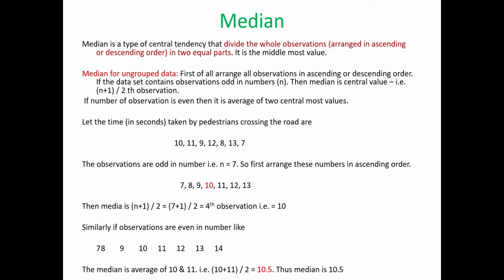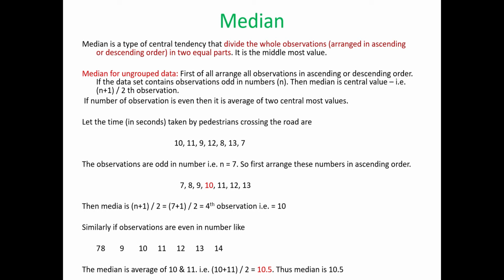Because if data is not odd, it is even data, then we have to take an average of the two centralmost values. Let's take this example: the times taken by pedestrians crossing the road are 10 seconds, 11 seconds, 9, 12, 8, 13 and 7. So our data set has 7 values. First of all you arrange into ascending order: 7, 8, 9, 10, 11, 12, 13. The centermost value is (7 plus 1) divided by 2, that is 8 by 2, the fourth observation. So the fourth observation is 10.